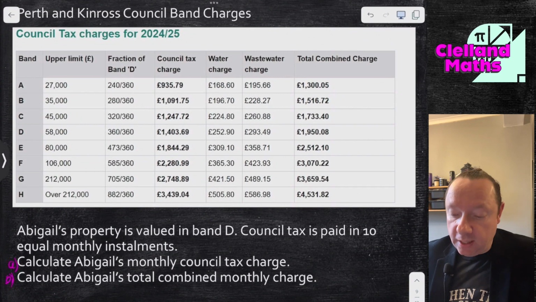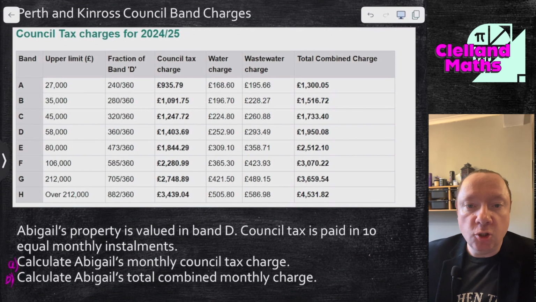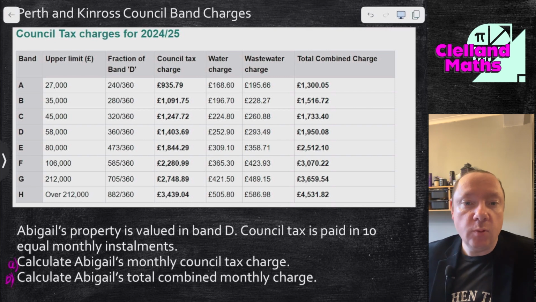This has been Clan Maths. Today we looked at some other things that can come off your income like council tax and stamp duty. Hopefully you found that useful. Next week we'll start accumulation, the big topic in finance. Take care, stay safe, and goodbye.